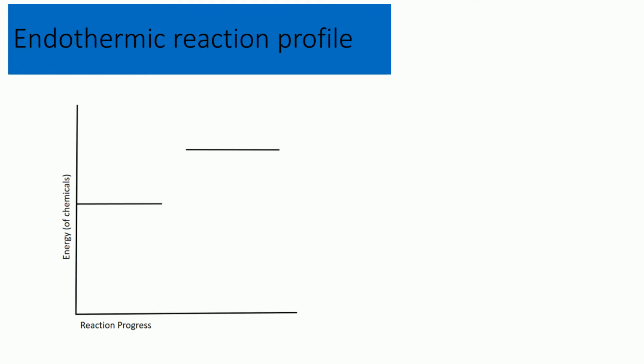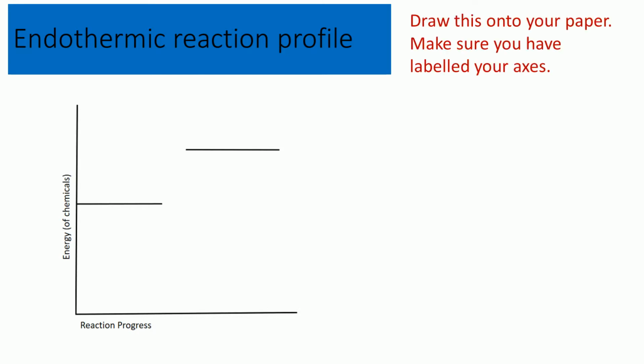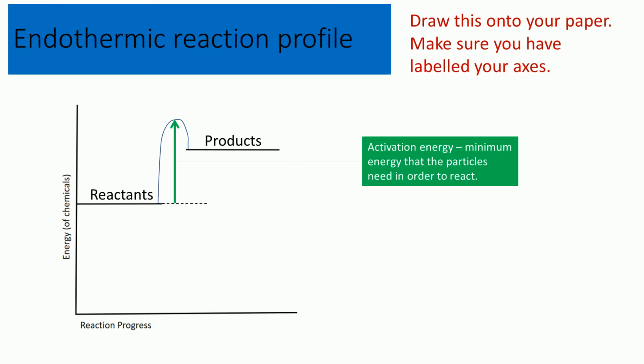So we're going to have the same axes, the reaction progress along the bottom, energy of chemicals up along the side. Now we've got one line for our reactants there. In an endothermic reaction, energy is entering our chemical reaction, so our products are going to finish at a higher energy than our reactants. Again, we need a little bit of an energy boost for our reaction to happen. So there's our barrier there. The activation energy is that minimum energy that the particles need in order to react. So we take the arrow from where the reactants are up to the top of that barrier.